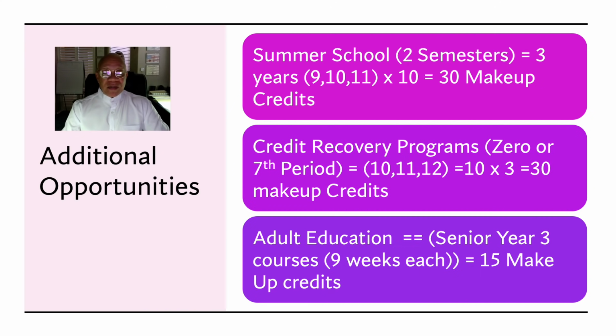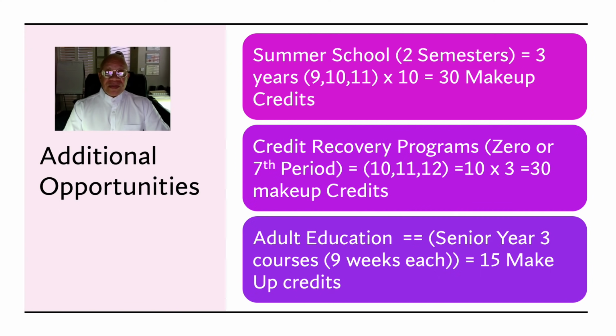Credit recovery programs allow you to take an extra period, which means some schools allow you to do a 0 or a 7th period to allow you to do credit makeup, which means it's like adding another course per semester, which means, again, 10 credits for 3 years, which is your freshman, sophomore, and junior years. You can do the credit recovery to try to get your credits in order.